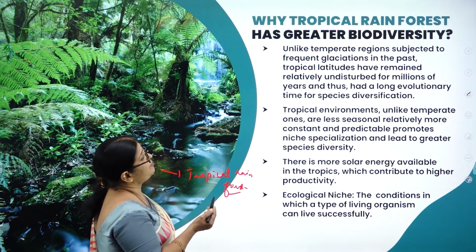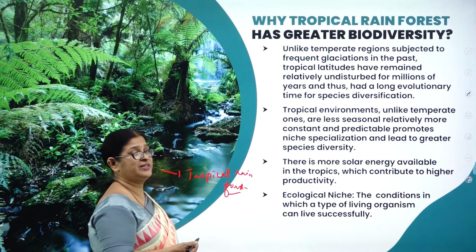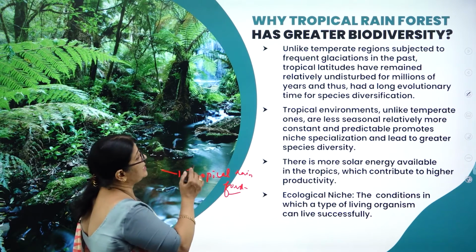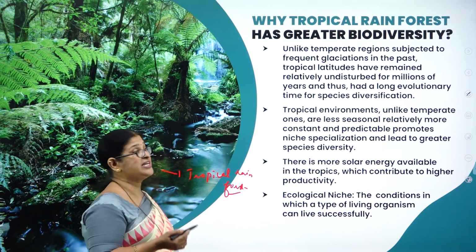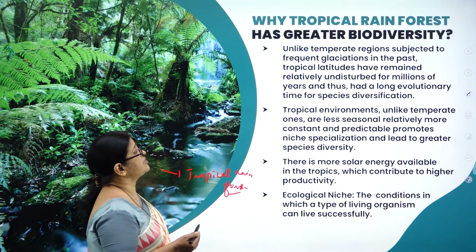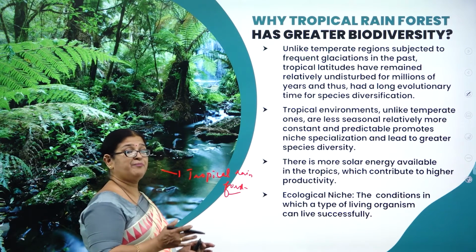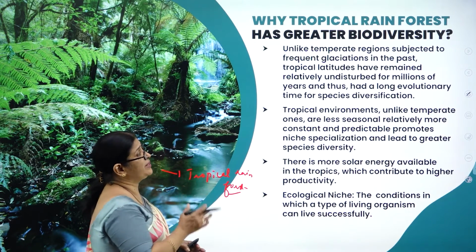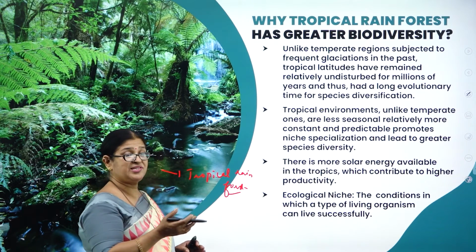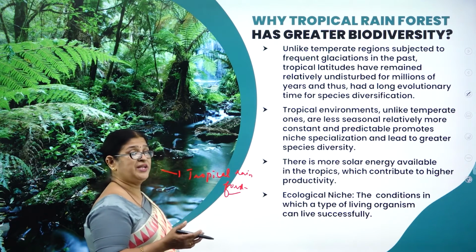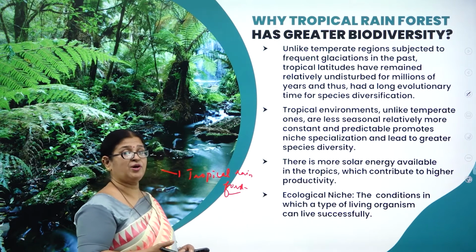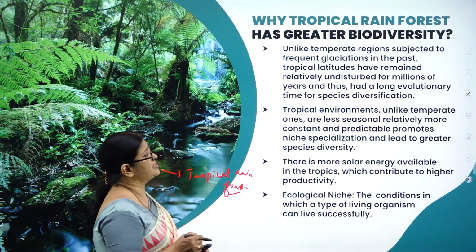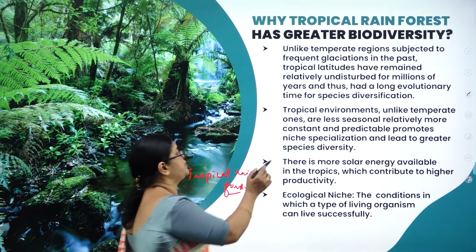So why does the tropical rainforest have greater biodiversity compared to other regions? Unlike temperate regions, which were subjected to frequent glaciations in the past, tropical latitudes have remained relatively undisturbed. Very important: the tropical latitudes have remained undisturbed, not like the temperate regions, which have been subjected to frequent glaciations and changes in climatic conditions, leading to various temperature ranges. So, relatively undisturbed for millions of years, and thus they had a long evolutionary time for species diversification.